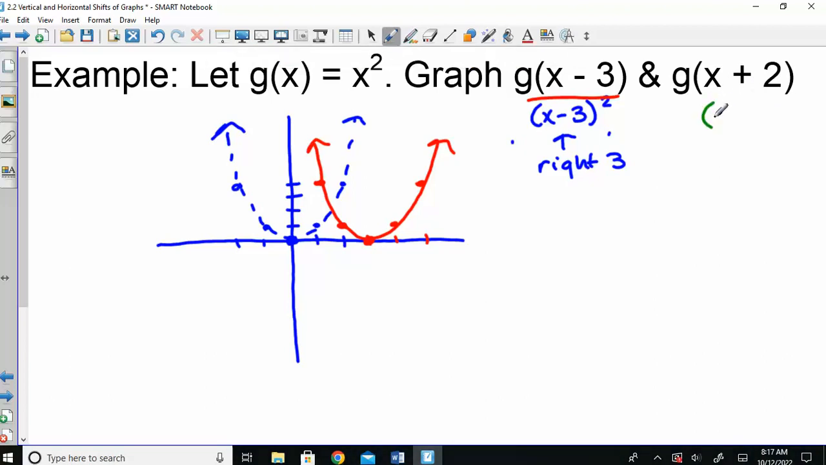And then I asked for one more on here. G of x plus 2, so that would be x plus 2 squared. So if you add to your x, what does it do? Moves in the negative direction, so we're going to go left 2. So it's based off the original parent function, this dashed one. So we'll move each of those blue points to the left 2.